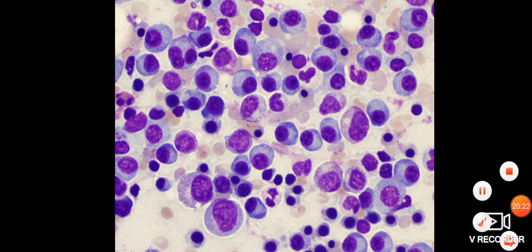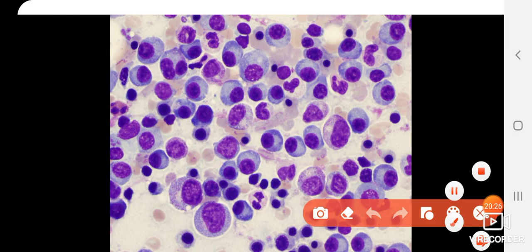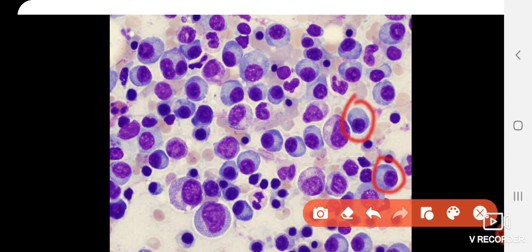This is actually a bone marrow smear, in which you can see these are all plasma cells. These bluish cells with eccentrically placed nuclei are all plasma cells. You even have a trinucleate plasma cell over here. You can see some amount of perinuclear halo also over here.